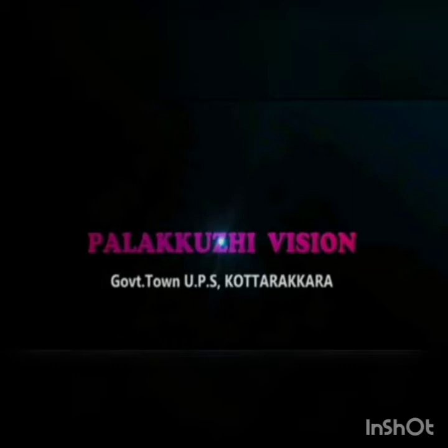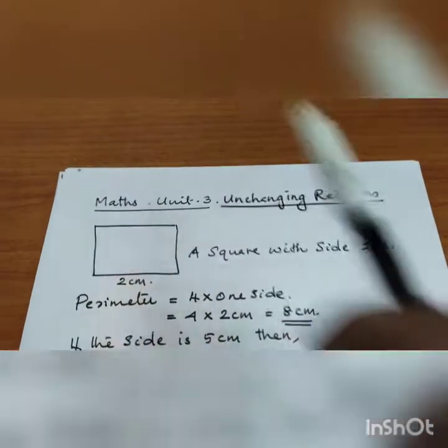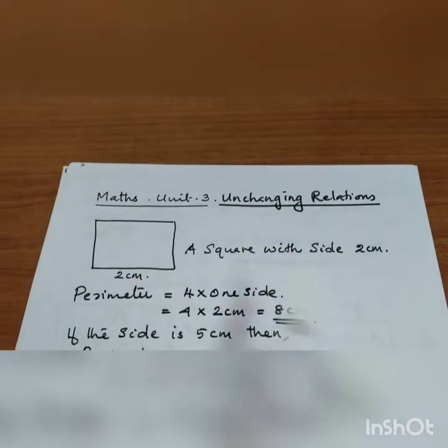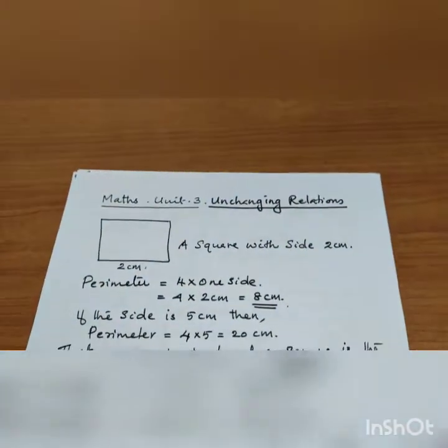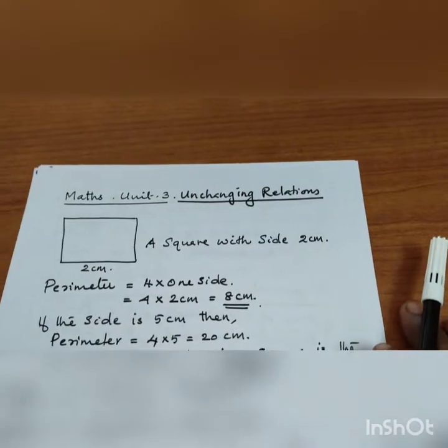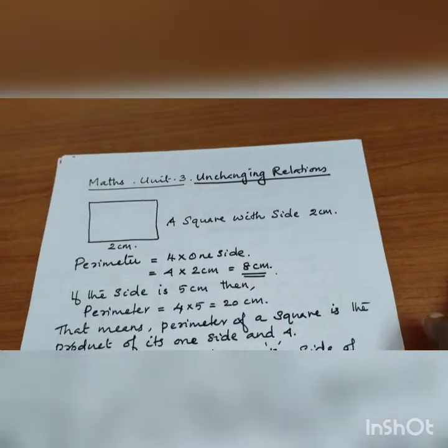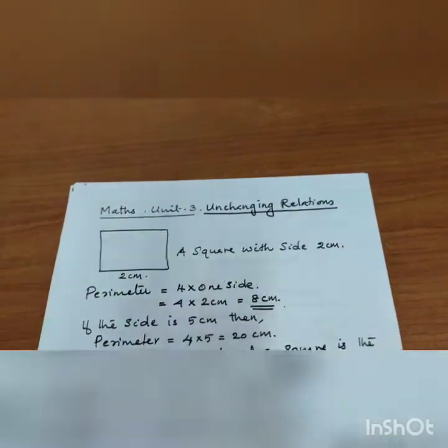Today, we are going to study the third unit, that is Unchanging Relations. It is something different from what you studied earlier. Here, we are going to study algebra. So, come to the unit. Unit 3, Unchanging Relations. The title of the unit is so different. It is not familiar for you.